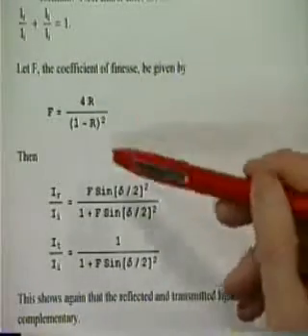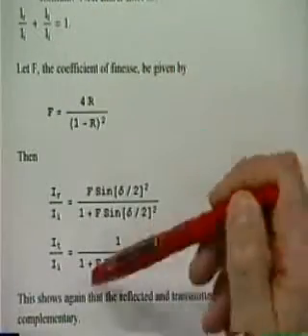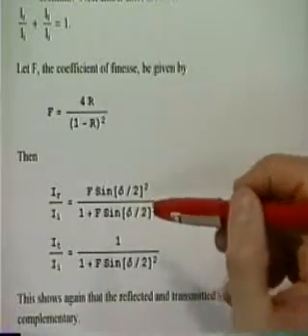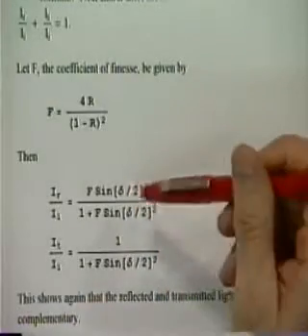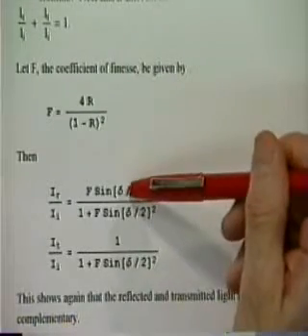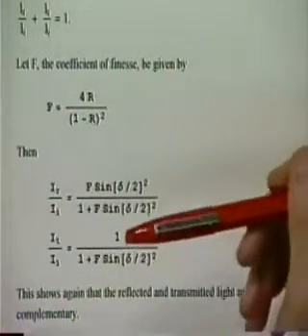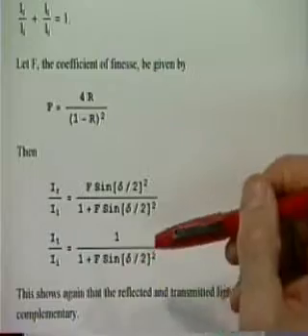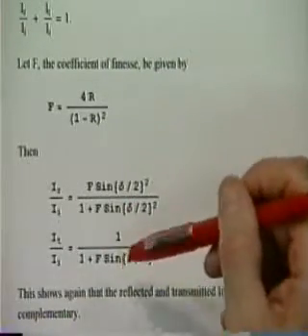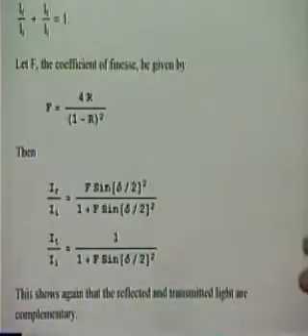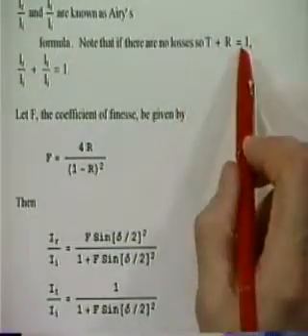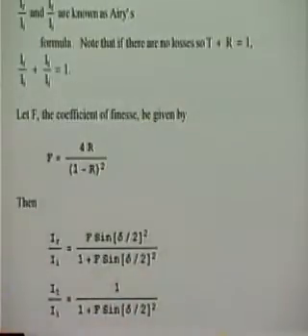And so now you certainly see as you add these two together, you're going to end up with unity. So these two patterns are actually complements of one another. When this is a max, that's a min. When this is a max, that's a min. They're complements of one another. We'll see some graphs in just a second showing that also. And that, again, goes back to conservation of energy. There are no losses. We're assuming right now we have no absorption.